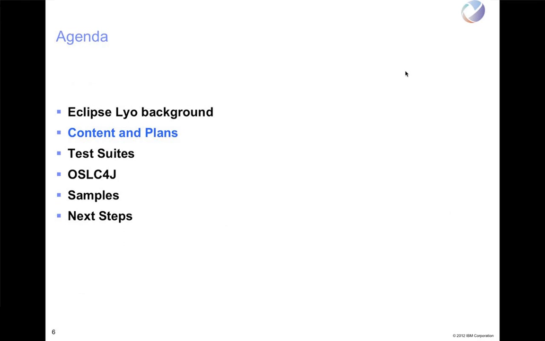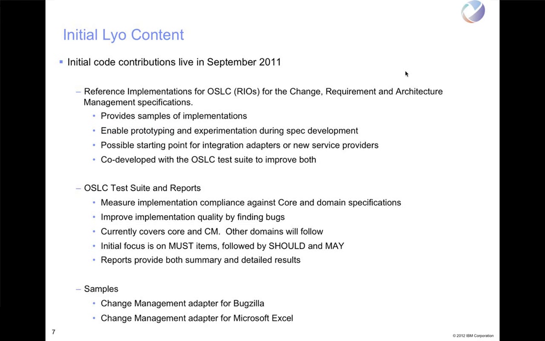So let's talk a little bit about what's in Lyo today and what our plans are going forward with Lyo. The initial code contributions went live last year, so what's out there today? There are some reference implementations for OSLC for change, requirements, and architecture management. Folks that are familiar with Lyo might know them as the RIOs, R-I-O, reference implementation for OSLC. They're meant to be samples of OSLC implementations used to help people start prototyping, start experimenting with OSLC.